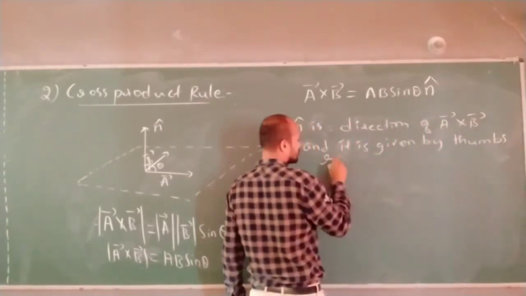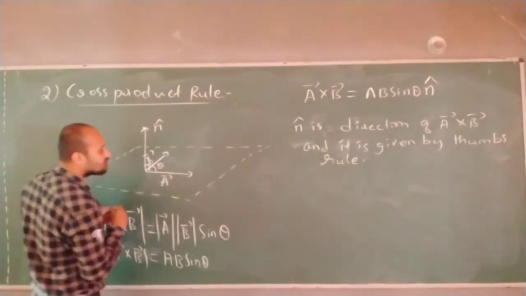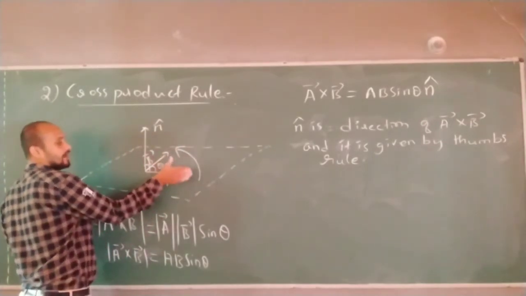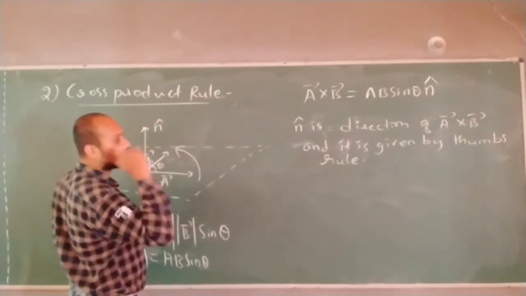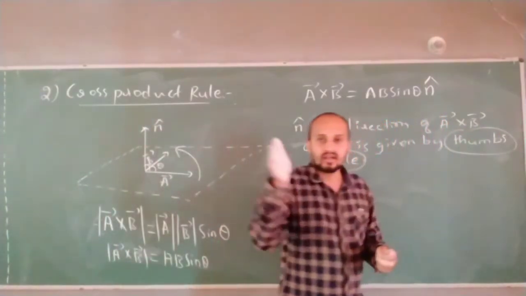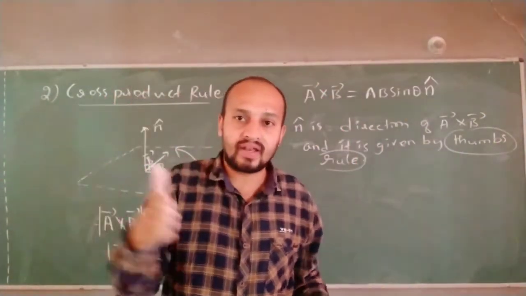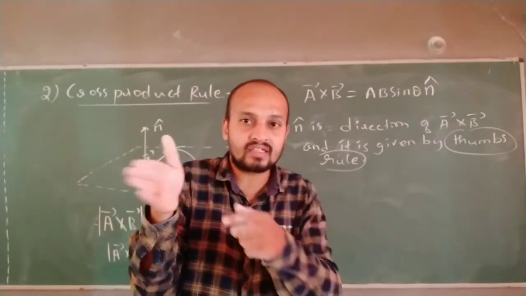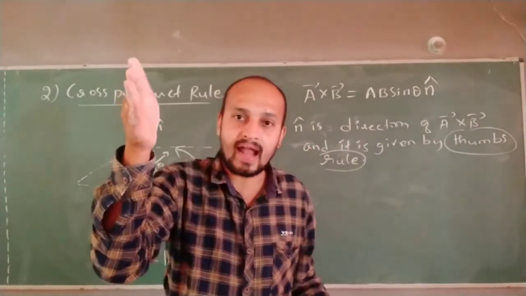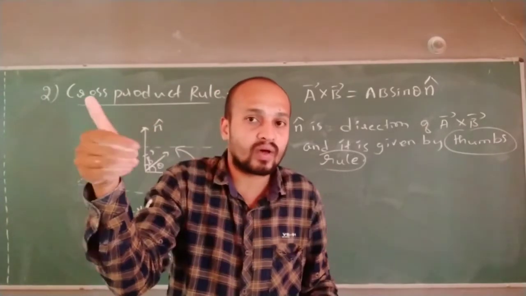It is given by the thumb rule. When I say A cross B, what does this thumb rule say? See here. Imagine all the fingers are rotating like this. I can rotate these fingers only in this direction. If I try to rotate these fingers opposite to this direction, my hand is going to break. So I can rotate all these four fingers only in this direction.